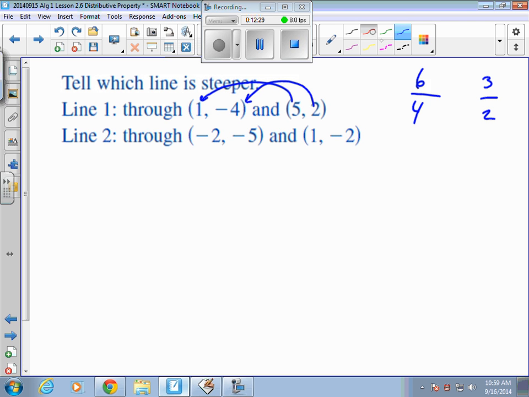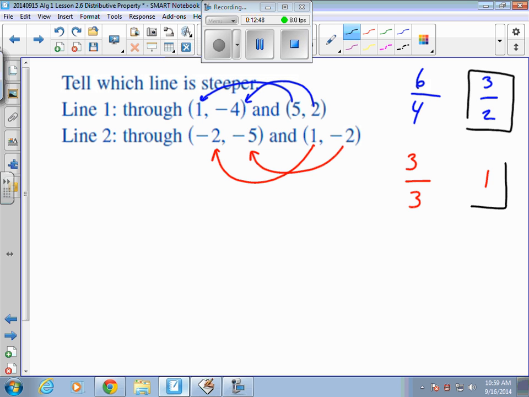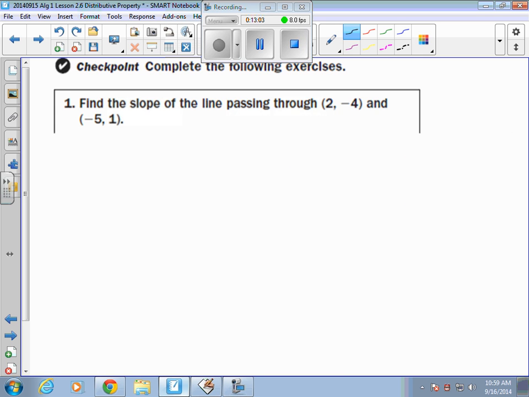You do the same thing to the bottom one. Negative 2 minus a negative 5 means negative 2 plus 5, which is going to be a positive 3. 1 minus a negative 2 means 1 plus 2 is going to be 3. 3 over 3 simplifies to 1. So compare these two numbers, 3 over 2 or 1. Which one of them has a greater value? 3 over 2 is 1.5. That's 50% more than 1. So therefore, line 1 had a greater slope, or line 1 is a steeper line.